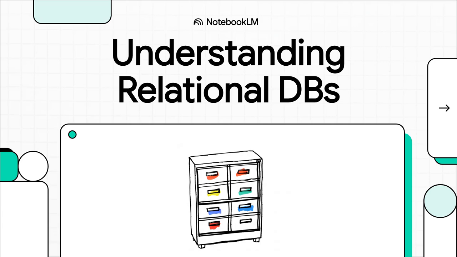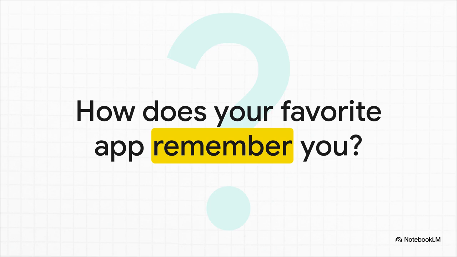All right, let's pull back the curtain on something that pretty much runs the internet, the relational database. You've probably heard the term, but today we're going to break down what it really is. Think about it for a second. How does Instagram remember every single photo you've ever posted? Or how does Amazon know every single thing you've ever bought? I mean, all that data, your profile, your friends, your shopping cart, it has to go somewhere, right?